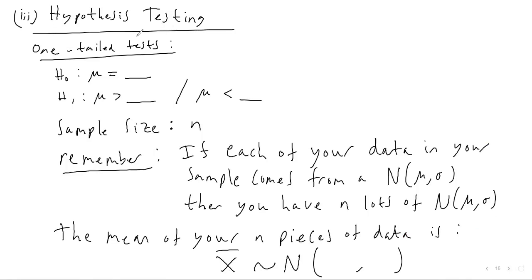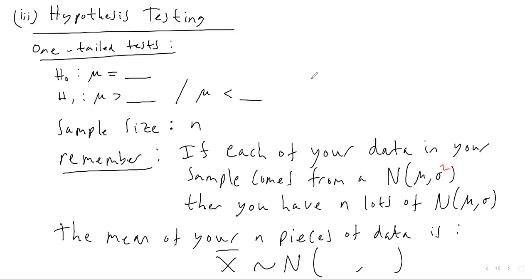Okay, so now let's go to the hypothesis testing. So with a one-tailed hypothesis test with a normal distribution, your H0 is always mu equals whatever the mean was initially. Sample size of n, let's say you've got a sample size of n. Now remember, if each of your data in your sample comes from a normal distribution with a mean of mu and a variance sigma squared, then you have n lots of this distribution. So let's say you've got a sample size of 100, you collected 100 pieces of data from a normal distribution, you've got 100 individual pieces of data that come from this distribution.